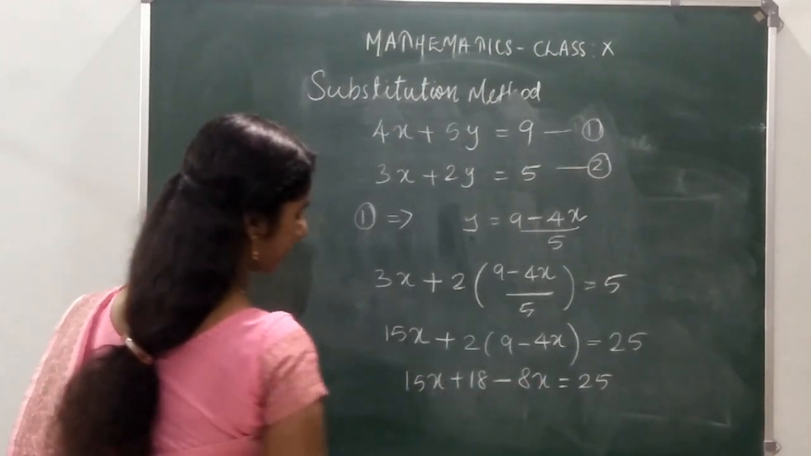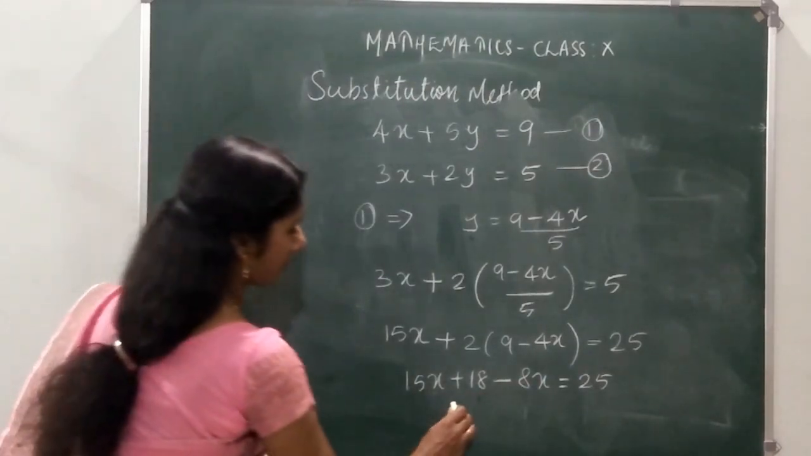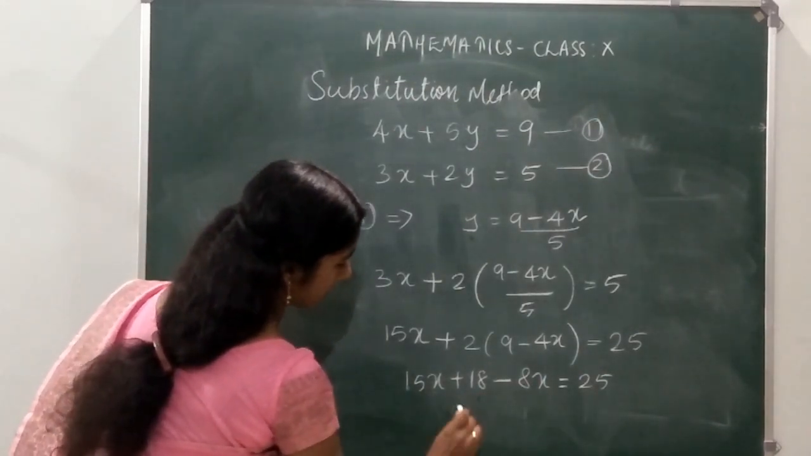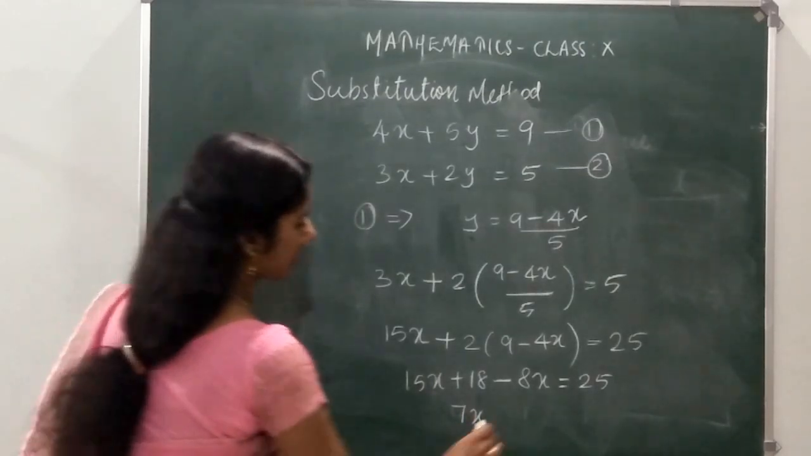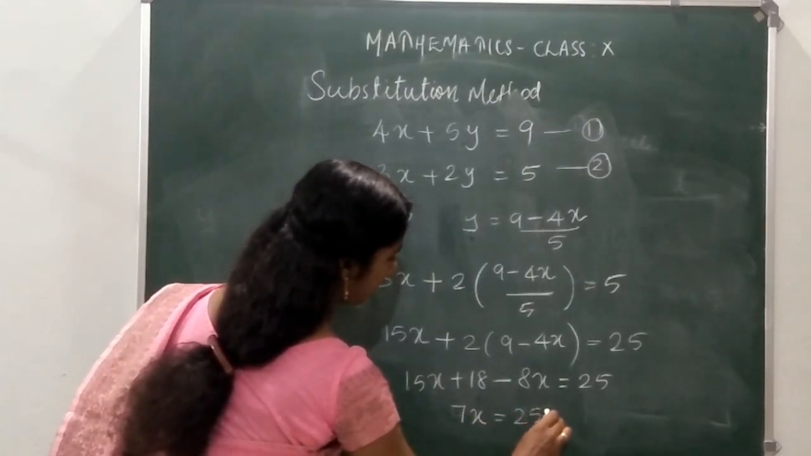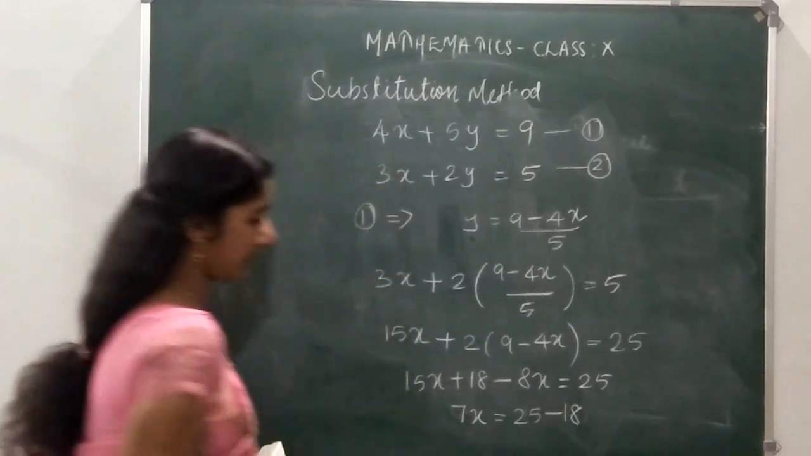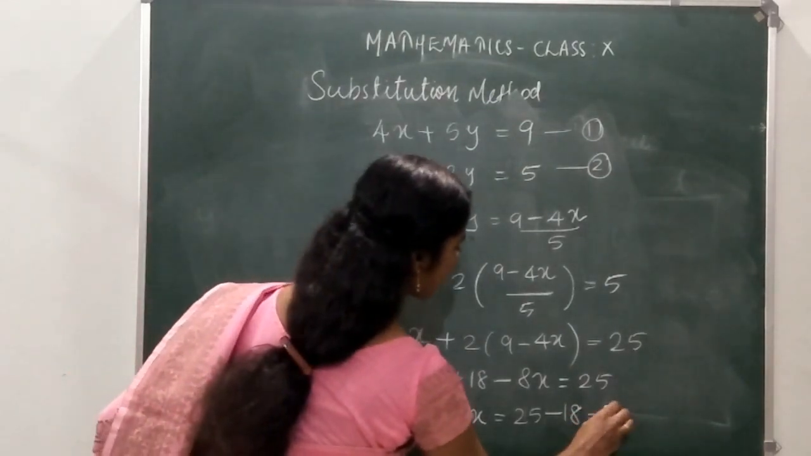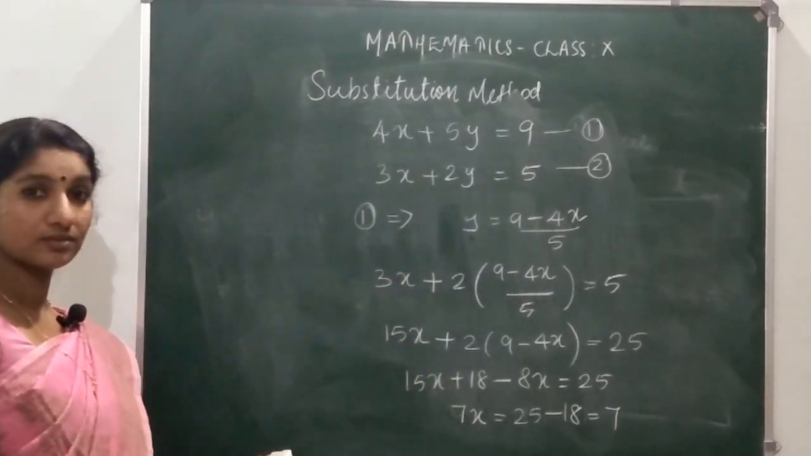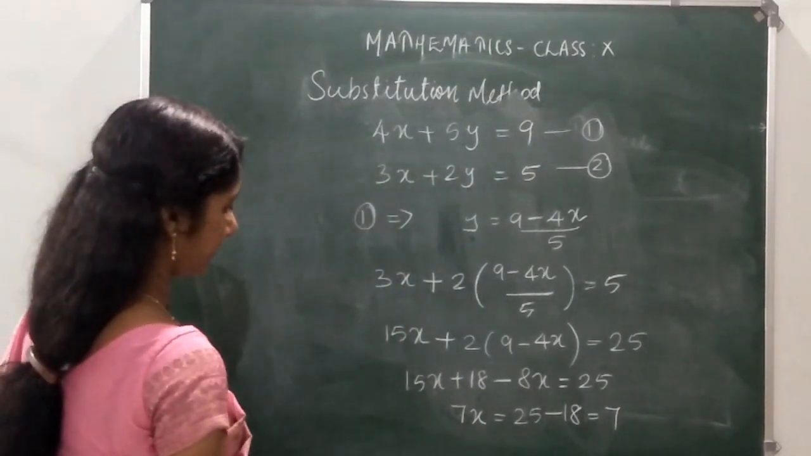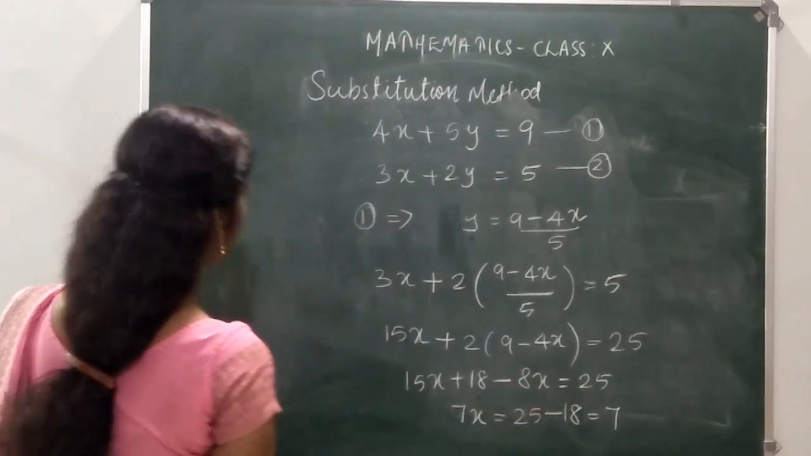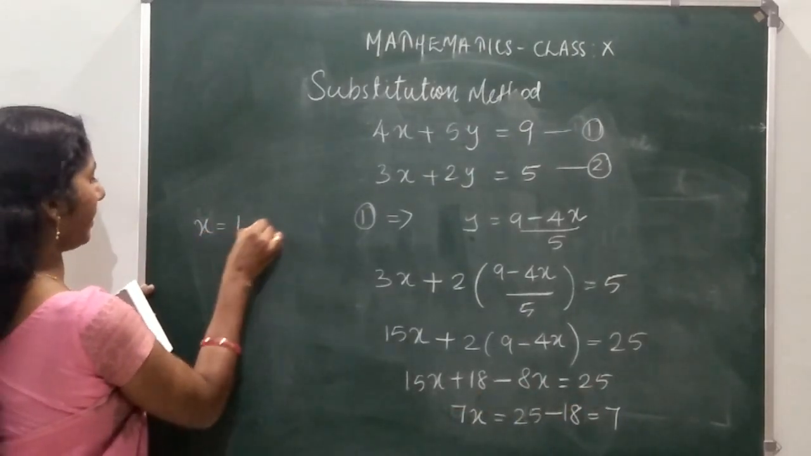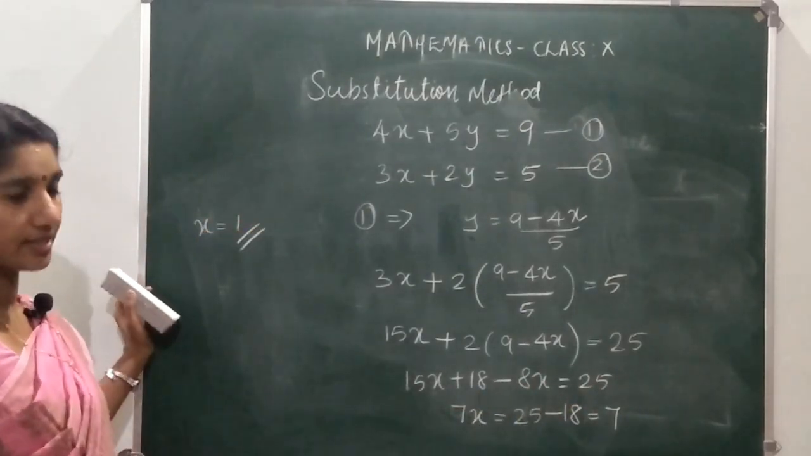15x minus 8x is 7x. 7x is equal to 25 minus 18. 25 minus 18 is 7. Then 7x equal to 7, so x is equal to 1. 7 by 7 we are getting x equal to 1.